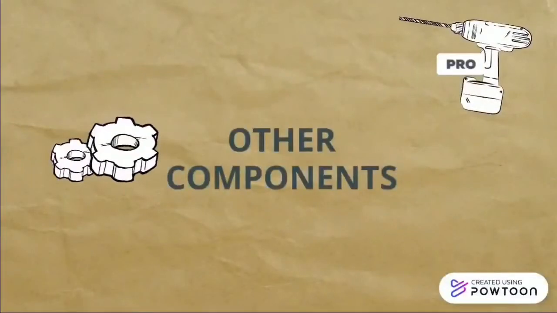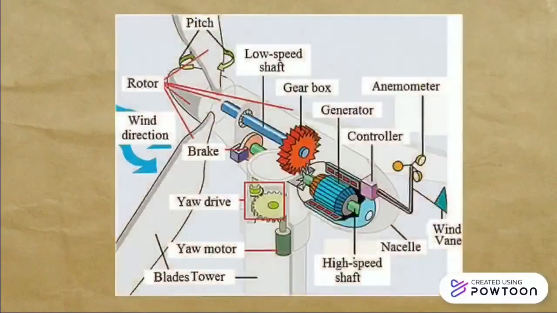Other components. In a wind turbine, it also consists of anemometer, controller, brake, generator, gearbox, high and low speed shaft, pitch, wind vane, yaw drive, and yaw motor.